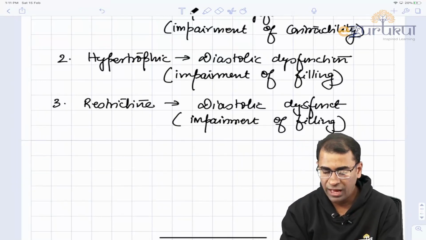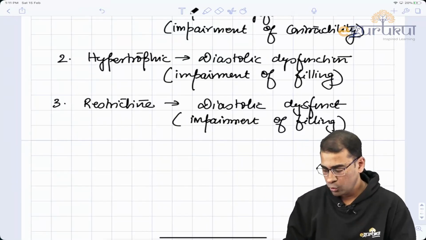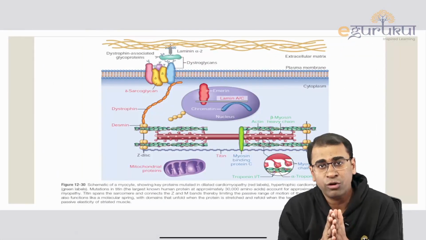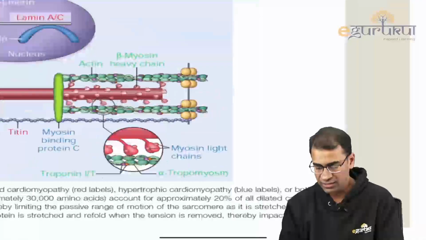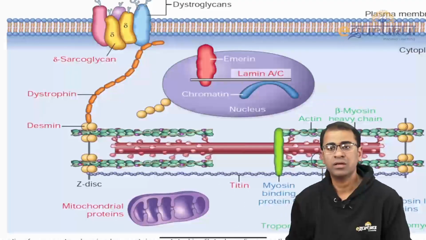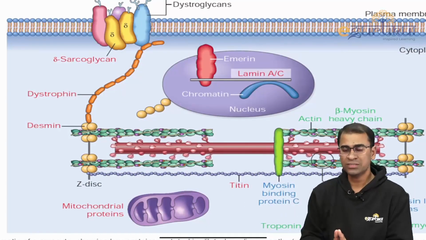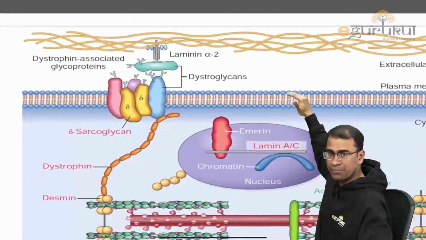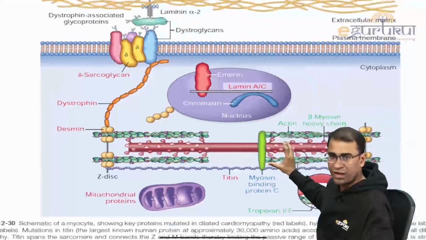Okay. Now, having understood this, today we will be basically discussing the hypertrophic cardiomyopathies. To understand this, let's have a view on this image. This is an image from Robbins. So, there is a cell membrane, as you see here, and here is where the contraction occurs.